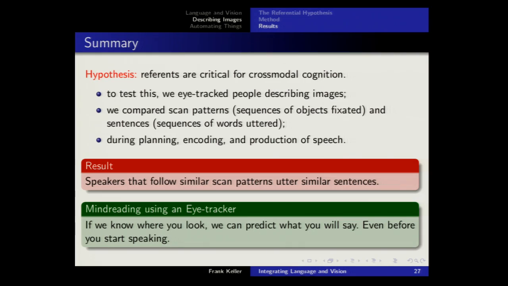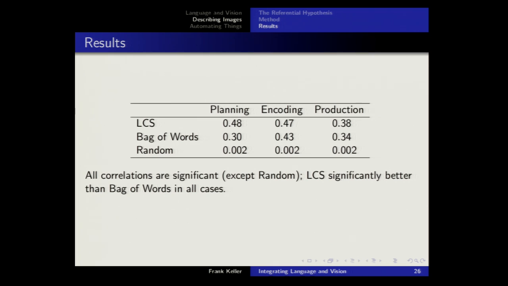We have support for our hypothesis that references are critical for cross-modal cognition. The bad news is we can read your mind. Basically, we just need to know where you're looking, and then we know what you're going to say, if this hypothesis is correct. So if we know where you look, then we can predict what you will say, even before you start speaking. Remember, we got a correlation even in the planning phase.